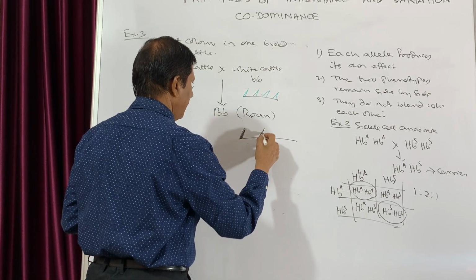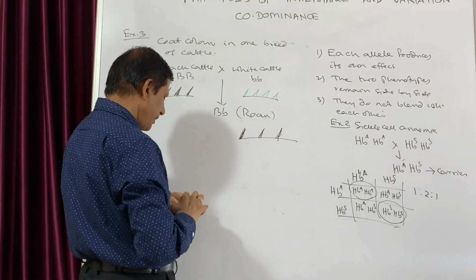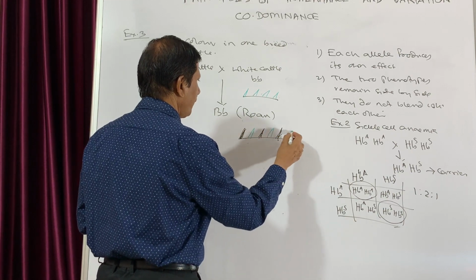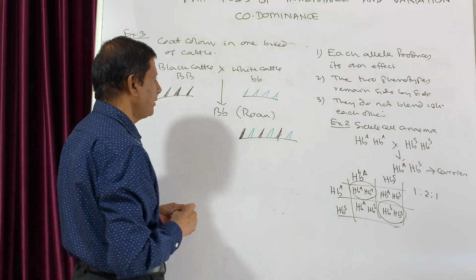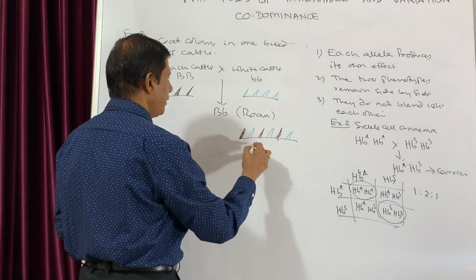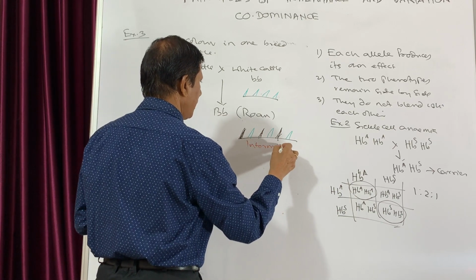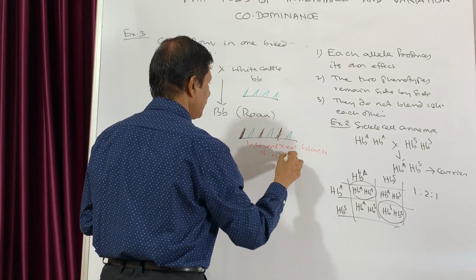Black, black, black, and you will get white hairs. That is, black and white hairs are intermixed. That is the Roan. Intermixed black and white hairs.